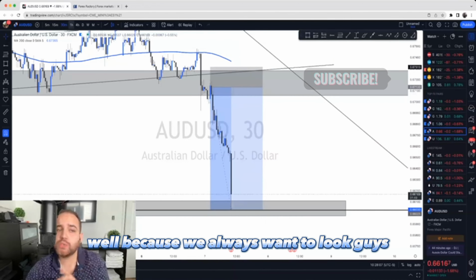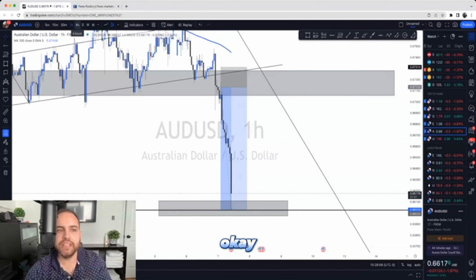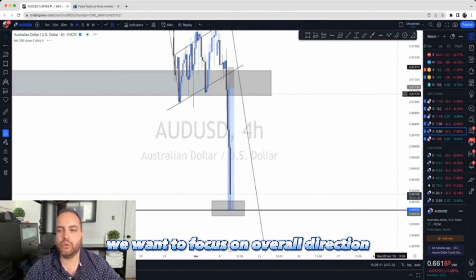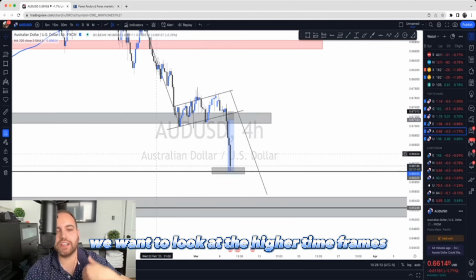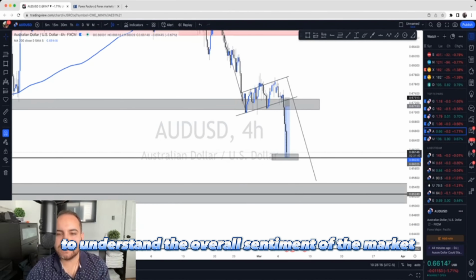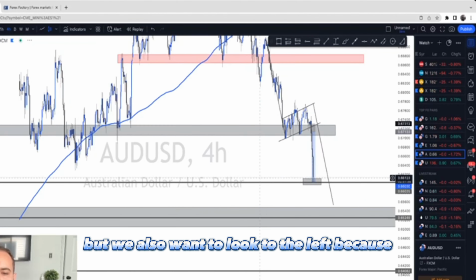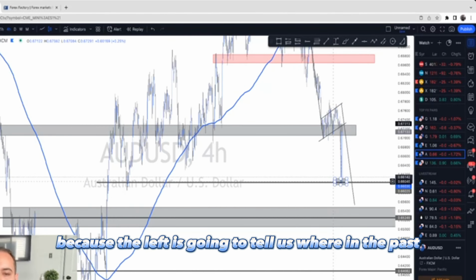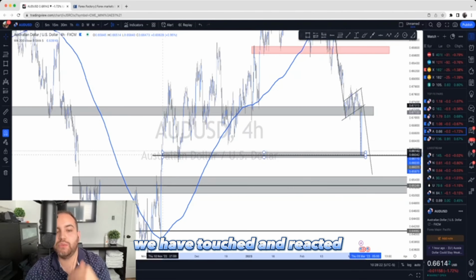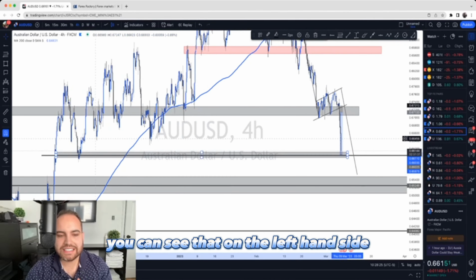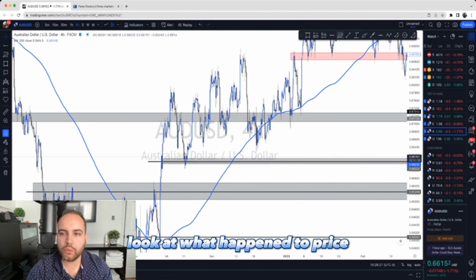Well, because we always want to look, guys, to the left, okay? So as traders, we want to focus on overall direction, okay? We want to look at the higher time frames to understand the overall sentiment of the market, but we also want to look to the left because the left is going to tell us where in the past we have touched and reacted. So if we look to the past here, you can see on the left hand side, look at what happened to price.